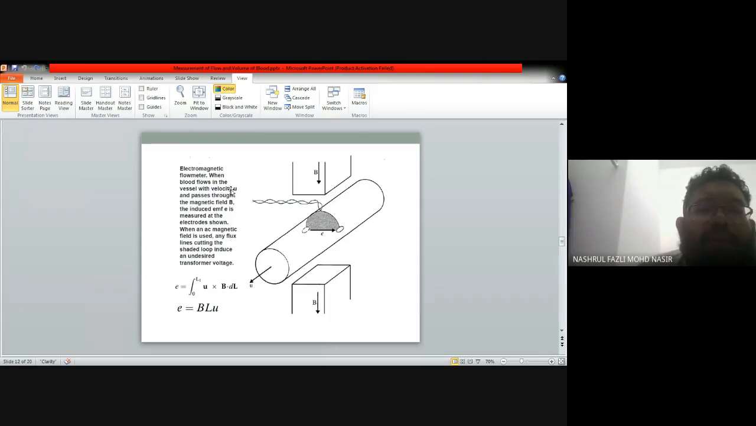When blood flows in the vessel with velocity U and passes through the magnetic field B, the induced EMF is measured at the electrodes shown. When an AC magnetic field is used, any flux lines cutting the shaded loop induce an undesired transport voltage. So this is for the AC magnetic field.